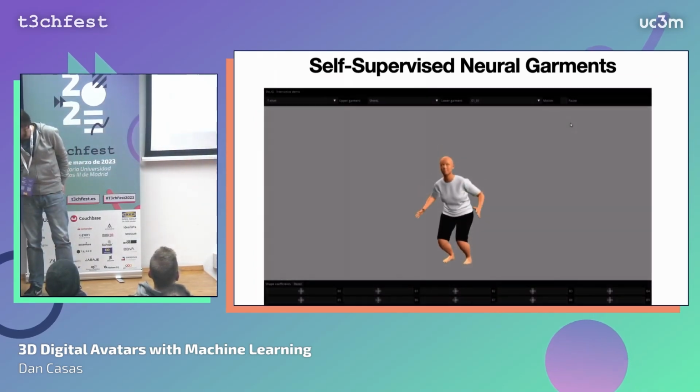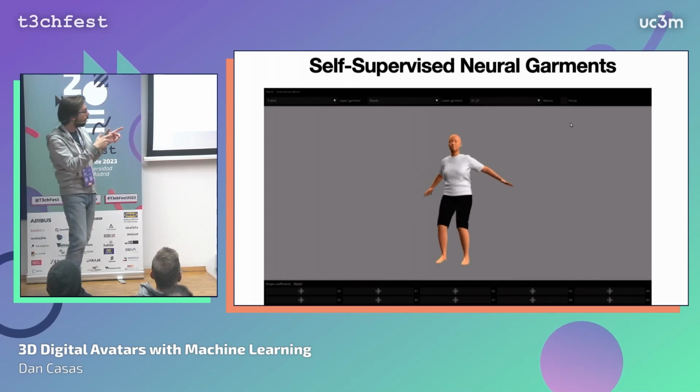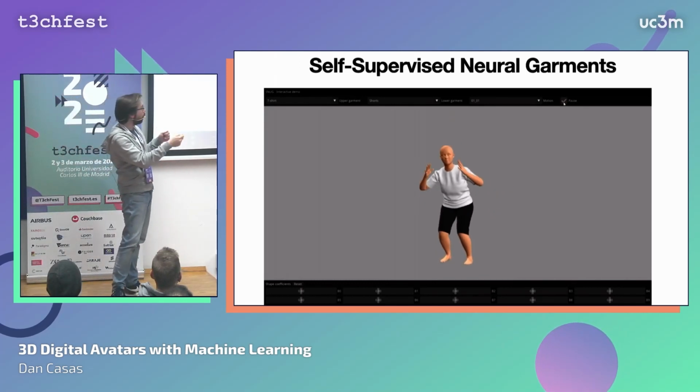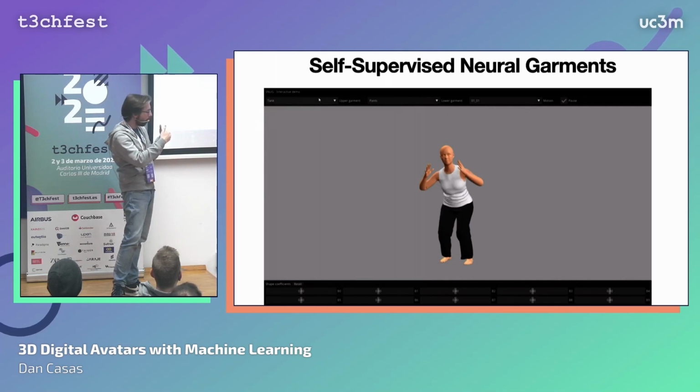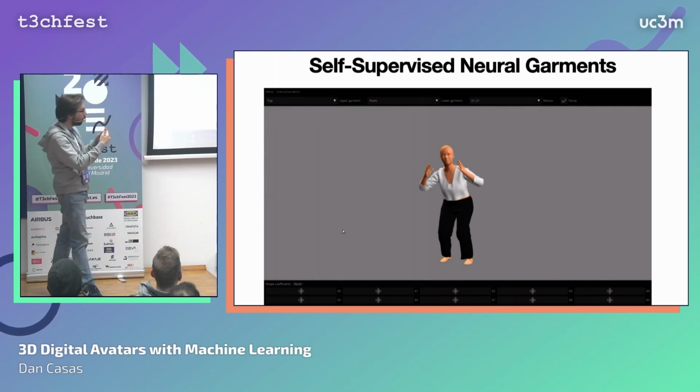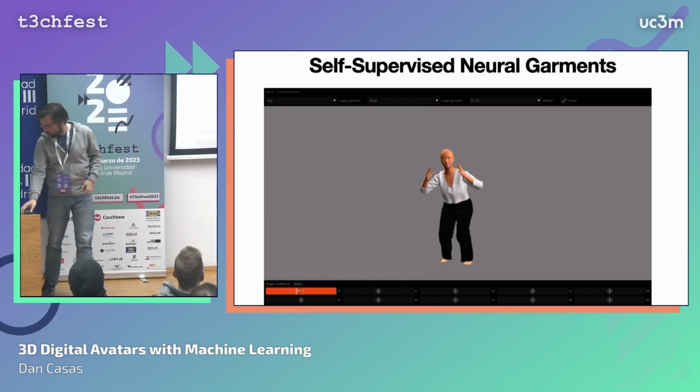Okay, so this runs at runtime. In our demo, you can pick the body and the shape and the different garment, and then this will produce nice deformations for all of them.